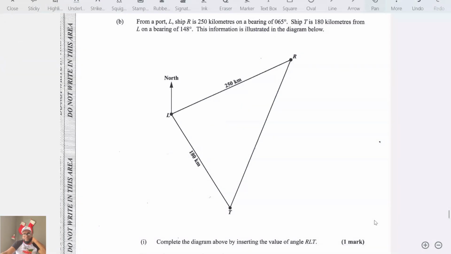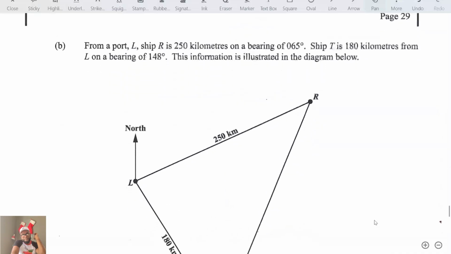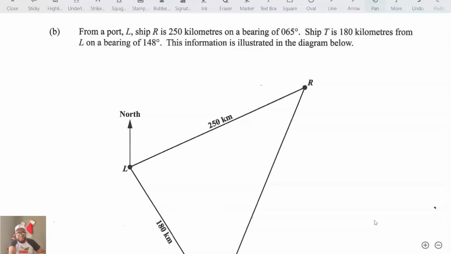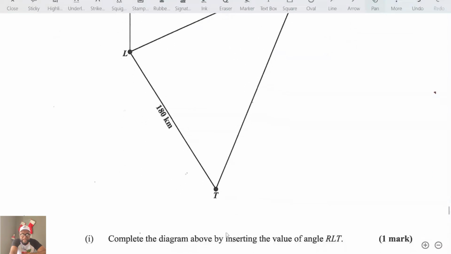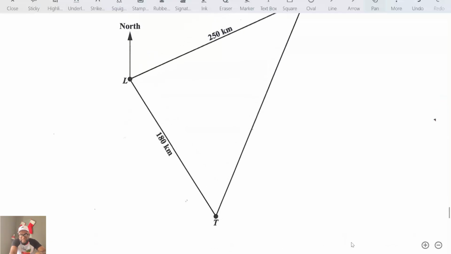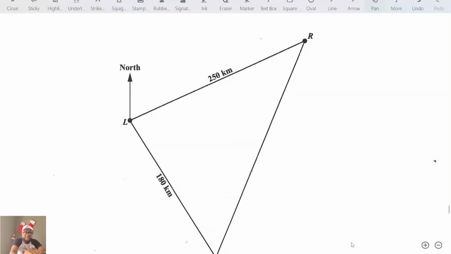So let's assess. From a port L, the ship R is 250 kilometers on a bearing of 065 degrees, right? The ship T is 180 kilometers from L on a bearing of 148, right? Okay, this information is illustrated in the diagram below. The first part is to complete the diagram by inserting the value of R, L, T. R to L to T would be this angle here. They want us to show this angle.